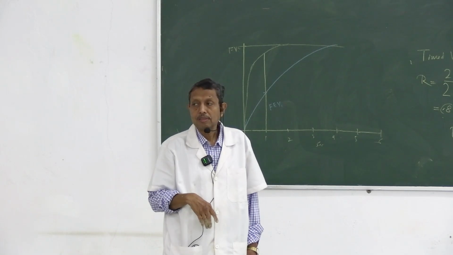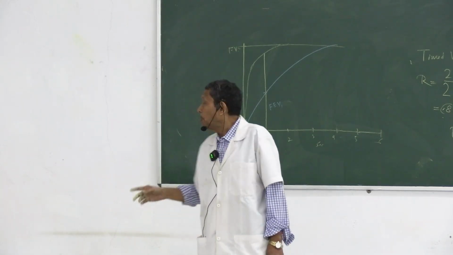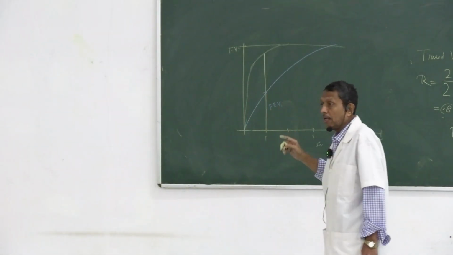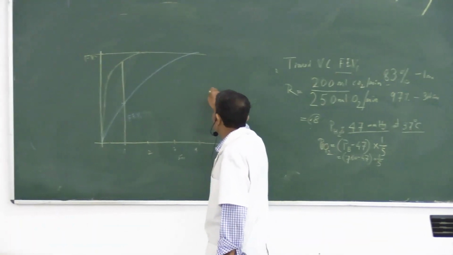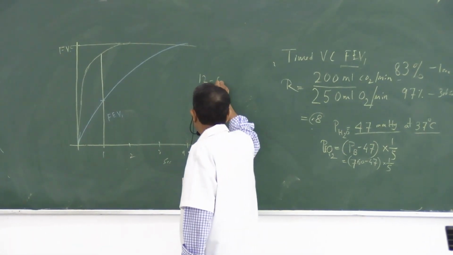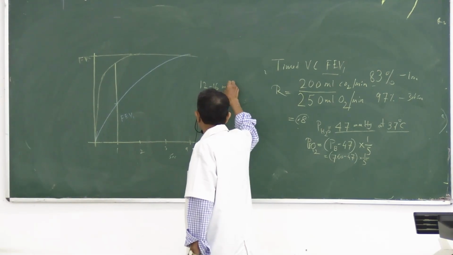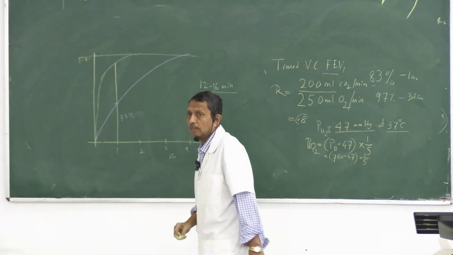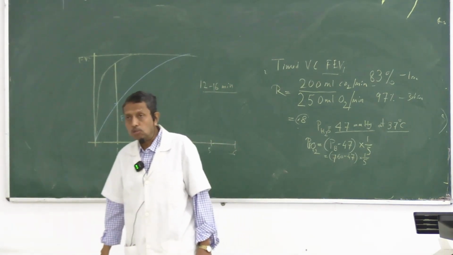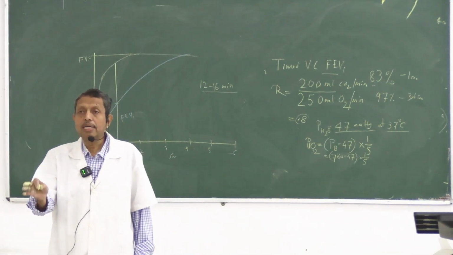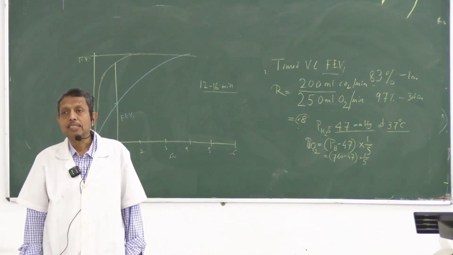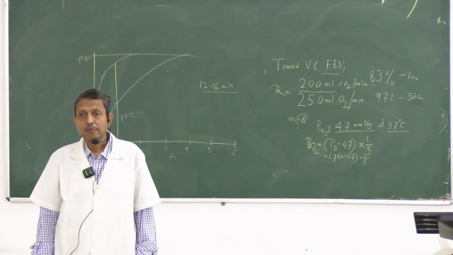Now tidal volume you have known. Normal respiratory rate, you also know, that is 12 to 16 per minute. Respiratory rate. And you know how to count them. A normal respiratory rate into tidal volume is the minute volume. Minute volume.